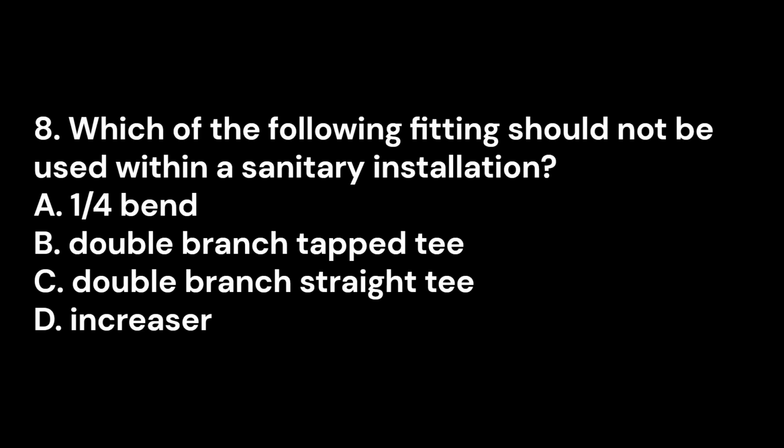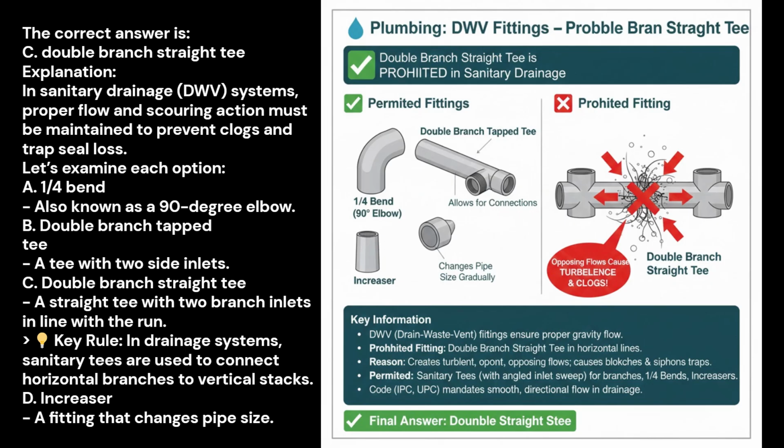Number 8. Which of the following fitting should not be used within a sanitary installation? A. 1/4 bend. B. Double branch tapped T. C. Double branch straight T. D. Increaser. The correct answer is C. Double branch straight T. Explanation.